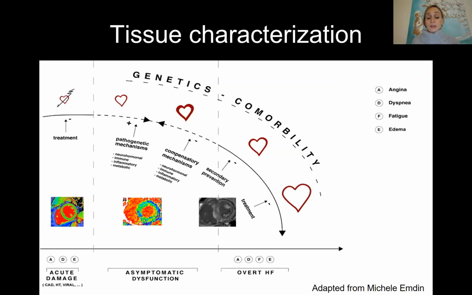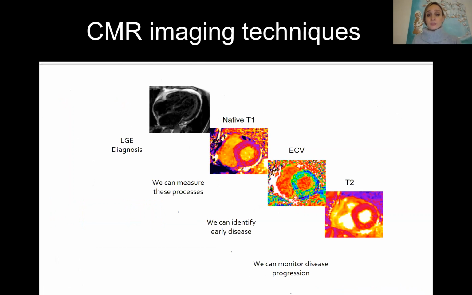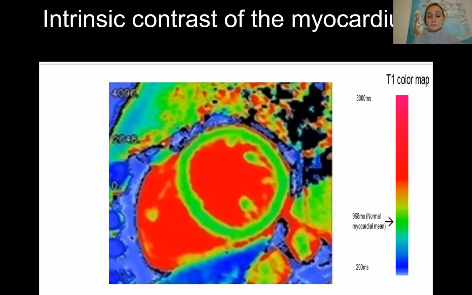So late gadolinium enhancement is really the cornerstone of all our diagnostic algorithm, but the problem is that it's characteristic when the disease is overt. And what we really want is to be able to measure disease processes, identify early disease, and monitor disease progression. And with some of the mapping techniques, we can do that. Let's start with T1 mapping.